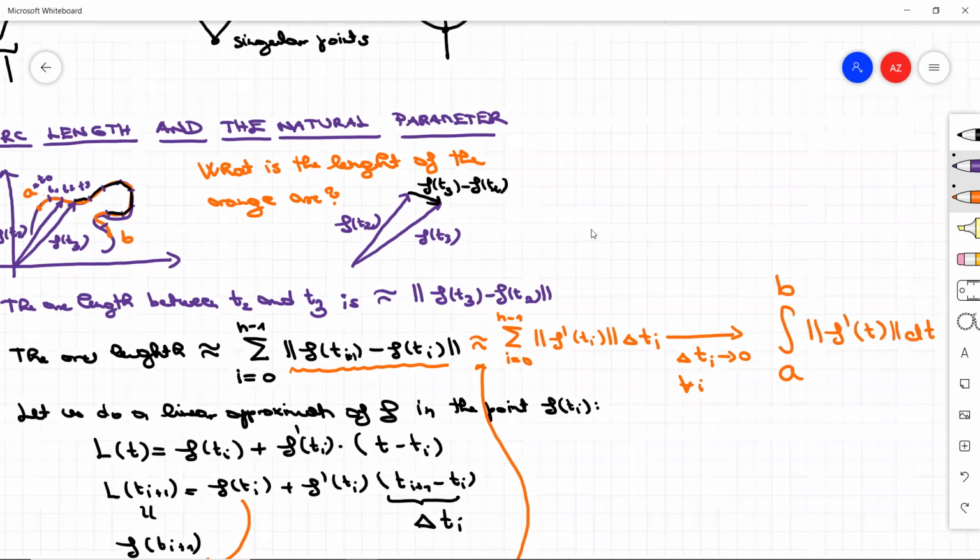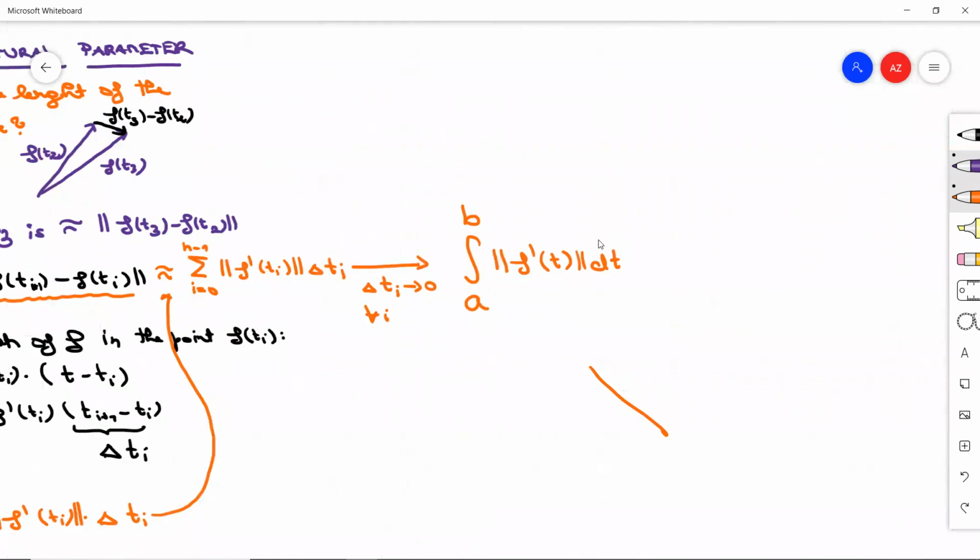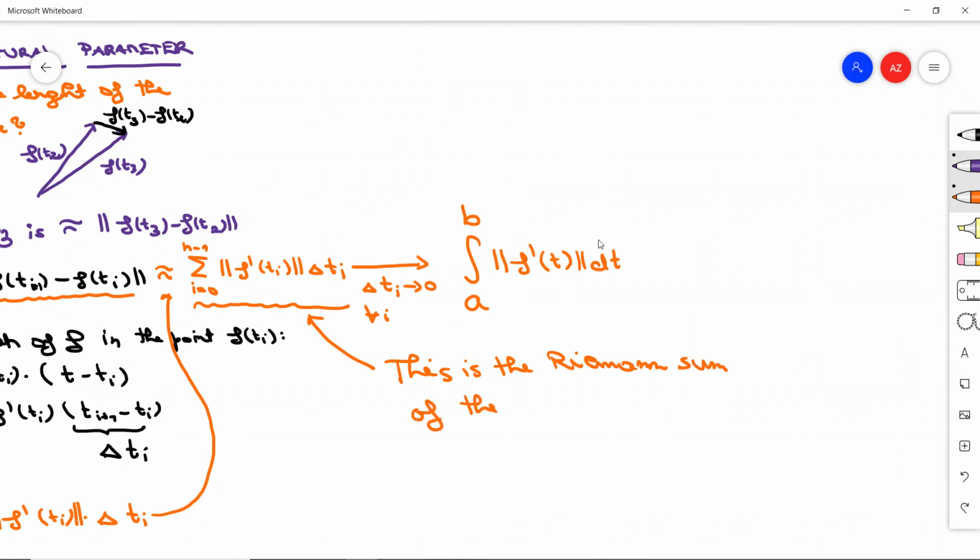This is true because the sum on the left is the Riemann sum of the function norm of f prime t on the interval a to b. So it's just the definite integral of this function.